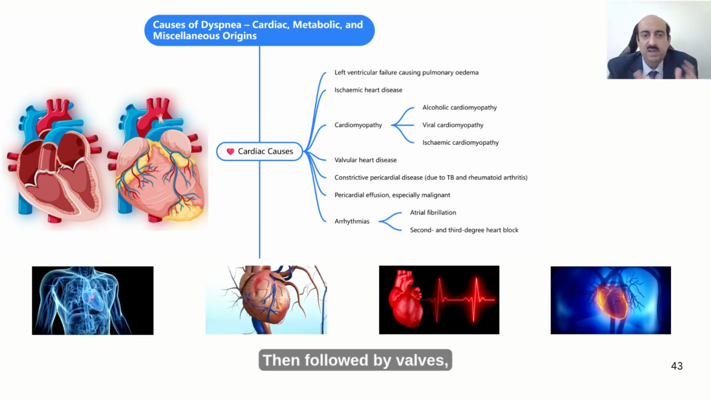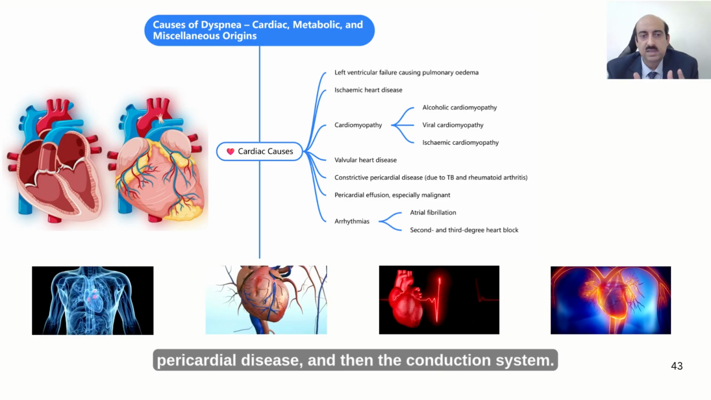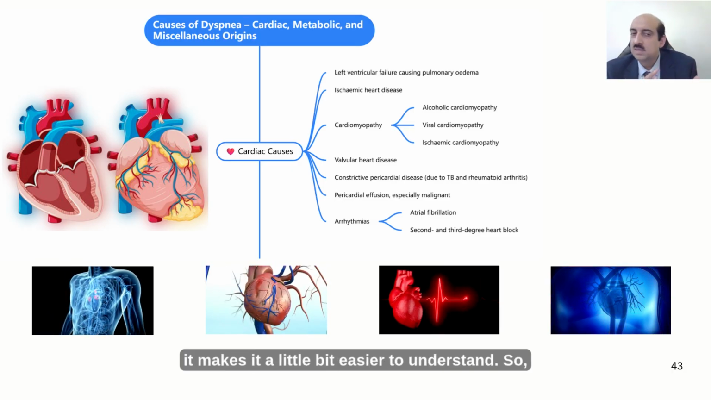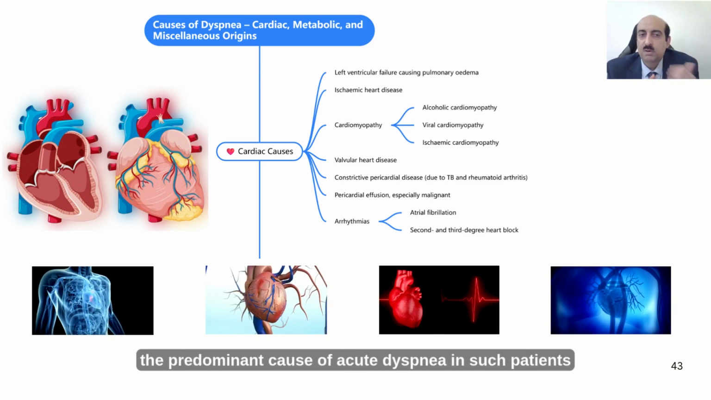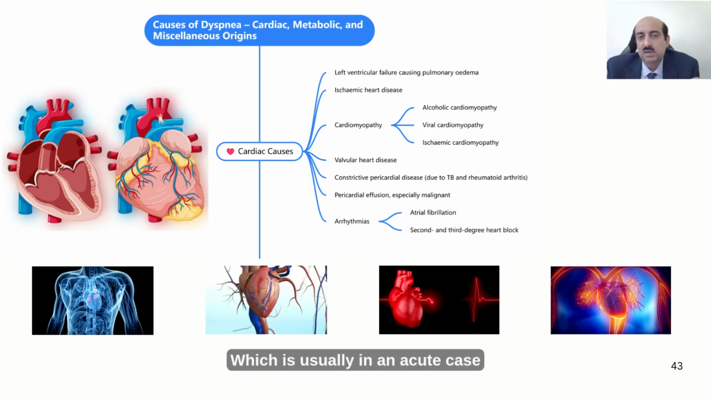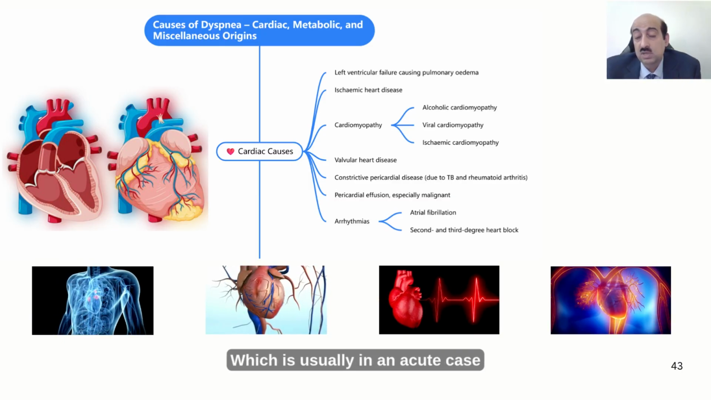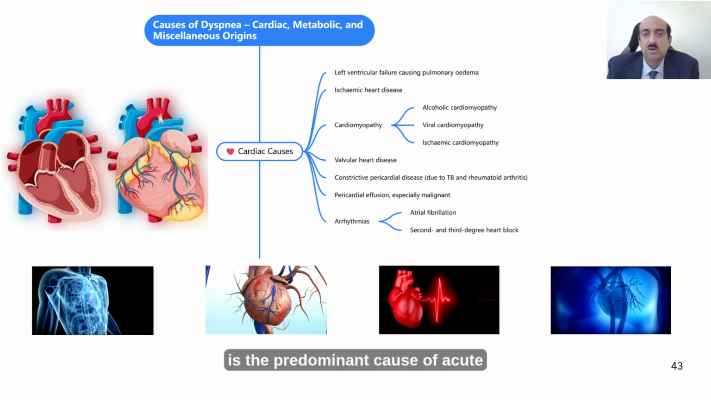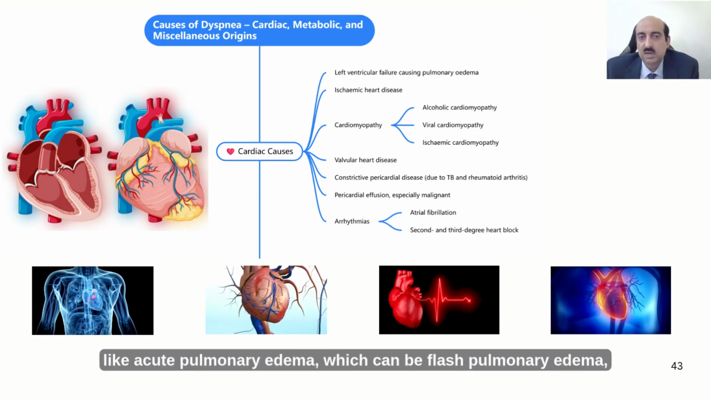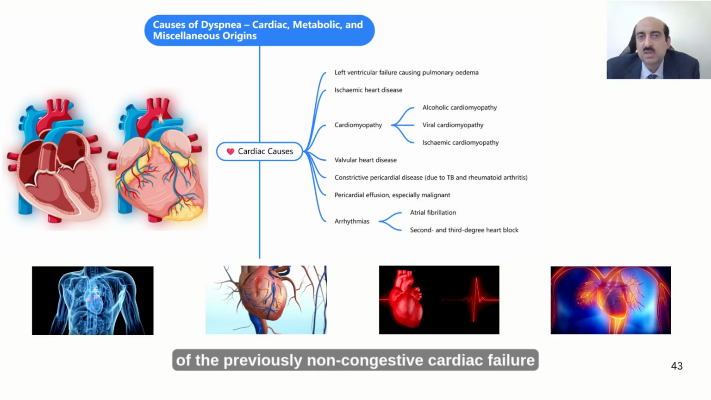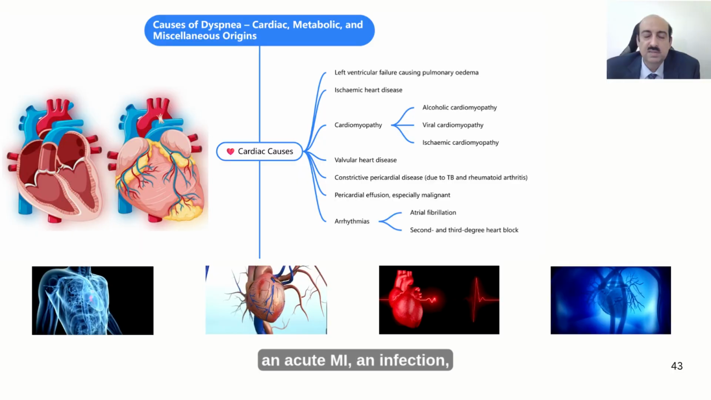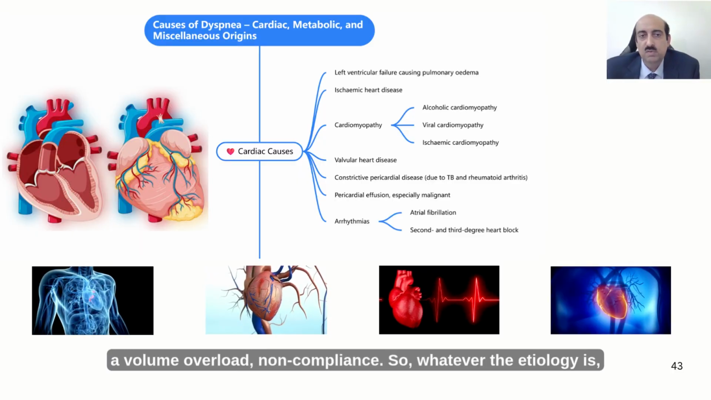Then followed by valves, pericardial disease, and then the conduction system. So if we have this in mind, it makes it a little bit easier to understand. So the predominant cause of acute dyspnea in such patients is the left ventricular failure, which in an acute case is the predominant cause of acute dyspnea, like acute pulmonary edema, which can be flash pulmonary edema, decompensation of the previously known congestive cardiac failure due to any cause, a viral illness, an acute MI, an infection, volume overload, non-compliance.